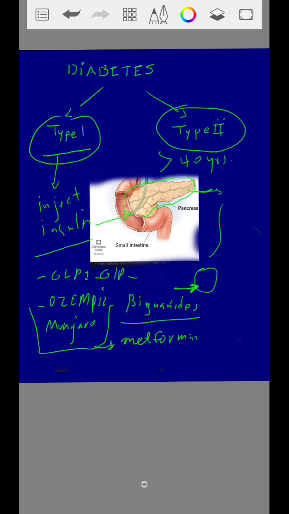So this is just a brief discussion. There are many more drugs available for type 2 diabetes, and it's out of the scope of this short video, but this was just to recognize what is type 1, what is type 2, and we can go into detail.